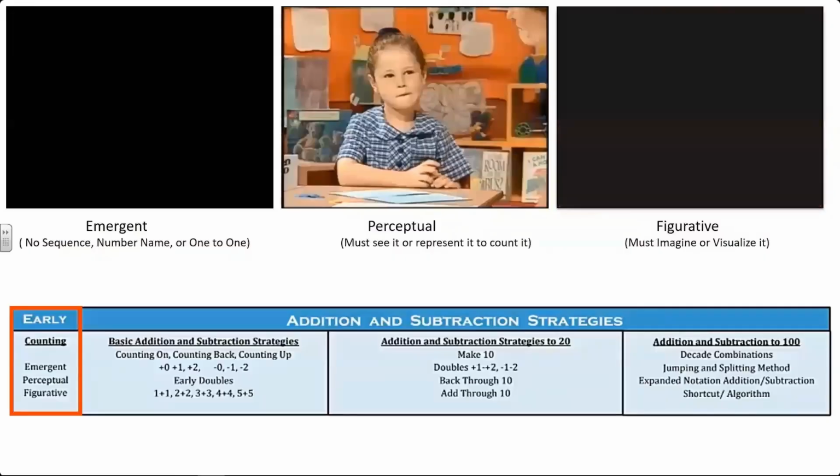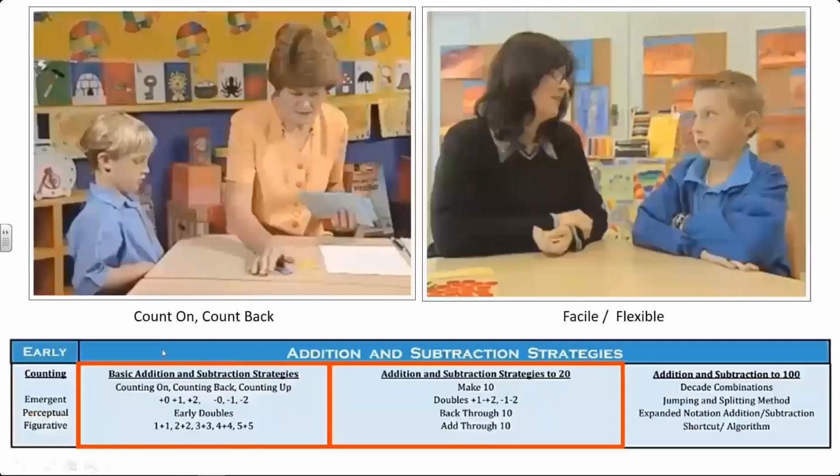So if you watch that again, what you'll see is he's looking down at the screen and his head is bobbing. He's pretending he can see those. Okay, next we're going to look at the basic addition subtraction strategies and then addition subtraction strategies to 20. And these are both really quick.